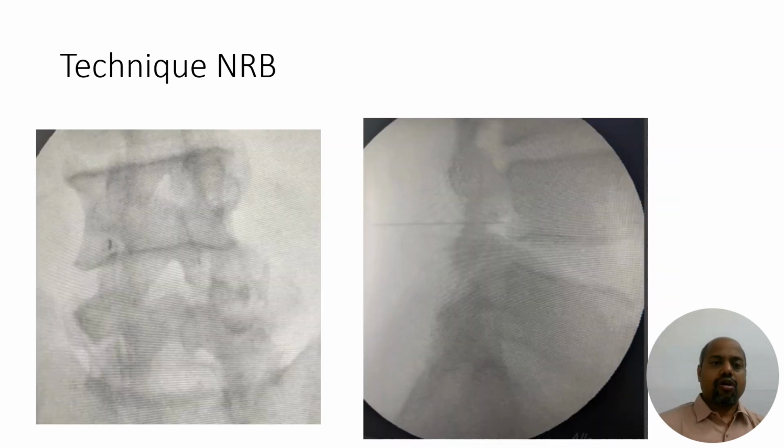Now here you can see that the needle has already been put in. So this is the needle on AP, and then you take a true lateral and see that the needle has gone into the intervertebral foramen. You have to be very careful while pushing the needle through because it can injure the nerve over here. If the patient mentions any radiating pain, you might have to retrieve the needle a bit.